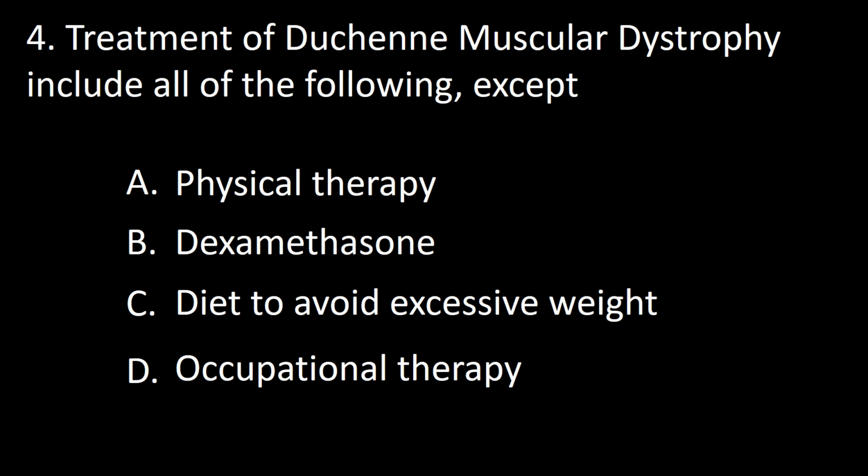Next question. Treatment of Duchenne muscular dystrophy includes all of the following except A. Physical therapy. B. Dexamethasone. C. Diet to avoid excessive weight. D. Occupational therapy. Before you answer this question, keep in mind a medical principle: do no harm. Physical therapy, diet to avoid excessive weight, and occupational therapy cannot hurt. So the answer to this question is B.